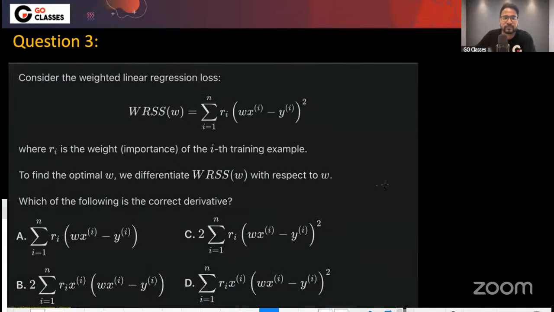Now let's solve this question. This is question number 3. Let me know if you are liking the questions.